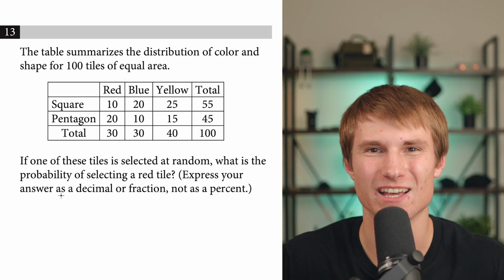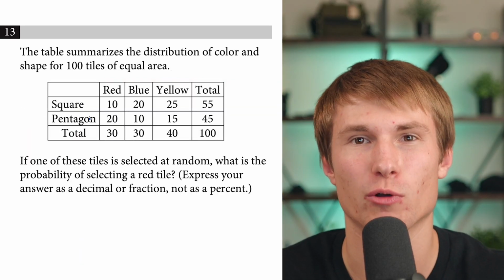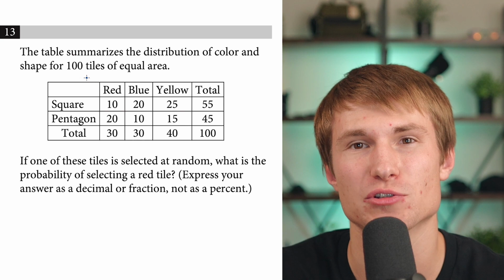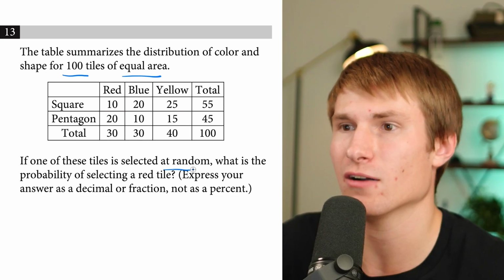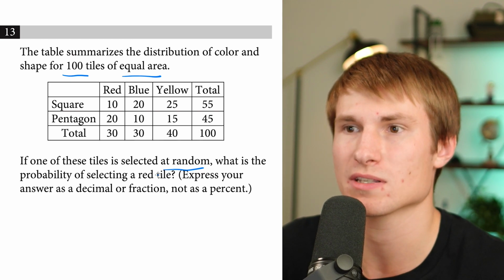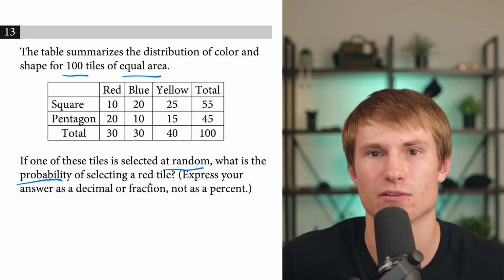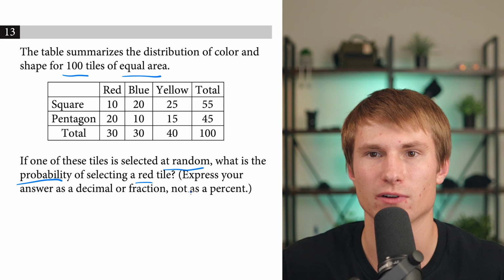Here's how to quickly answer this probability question on the SAT. Question 13 states the table summarizes the distribution of color and shape for 100 tiles of equal area. If one of these tiles is selected at random, that's a key component here, what is the probability of selecting a red tile? Express your answer as a decimal or fraction, not as a percent.